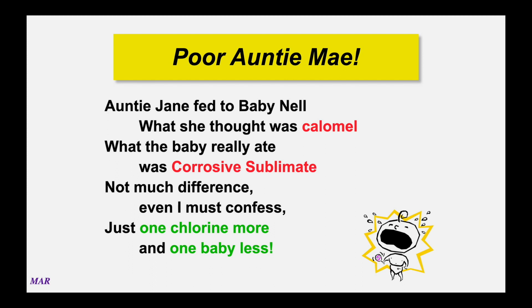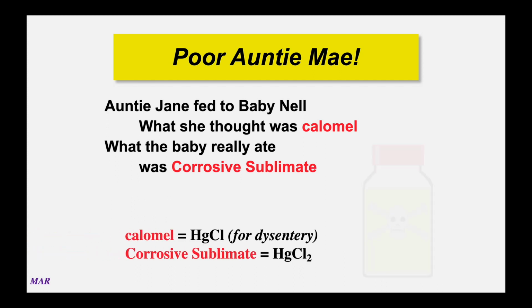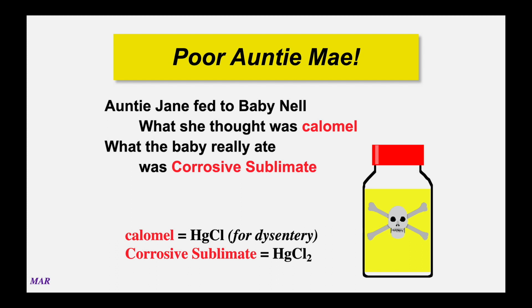So this is incredibly stupid, and I apologize for the theatrics, but here's the idea. Calomel is mercury, which is Hg, by the way, with one Cl. When you have one Hg and one Cl, calomel is actually used sometimes in medicine for dysentery and stuff like that. On the other hand, if you have a mercury with two chlorines, you have what's called corrosive sublimate, and corrosive sublimate is a very poisonous substance. You don't want to do it. So when it said on the last slide, one chlorine more, one baby less, if you mix up the formulas, you'll be in real trouble.